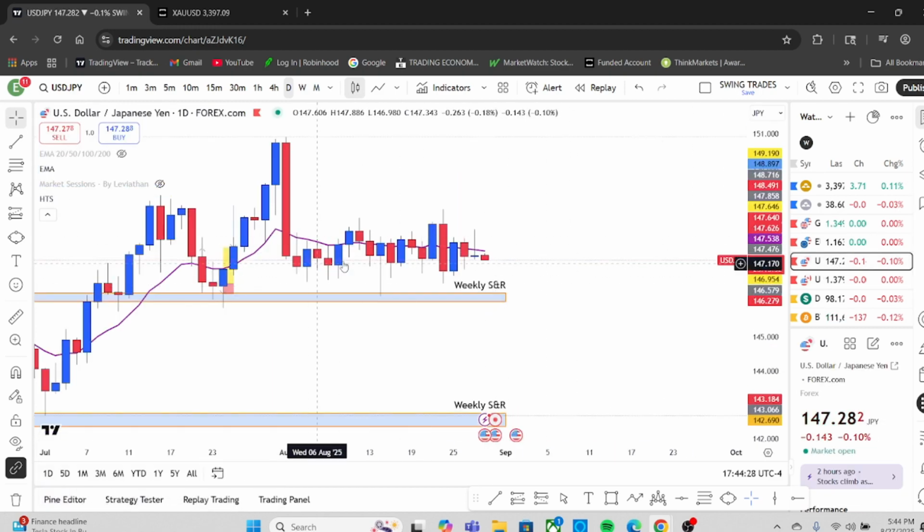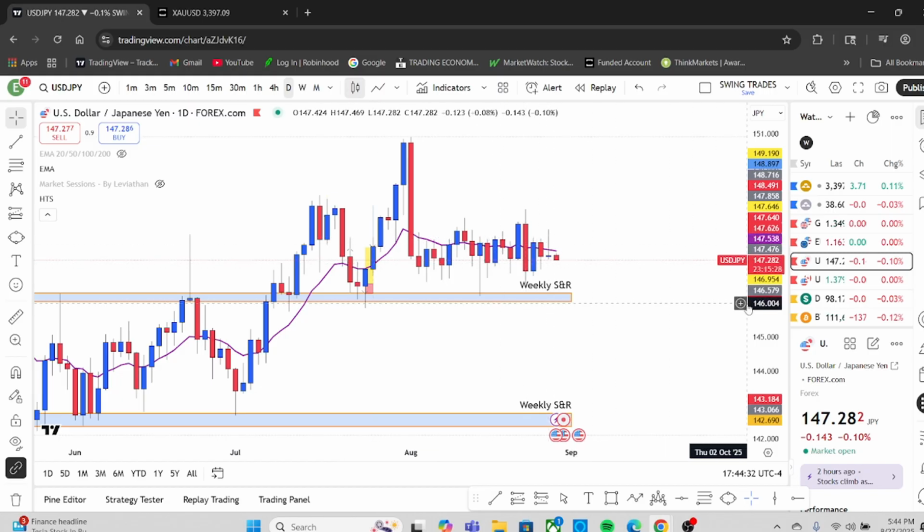USDJPY, I don't really care. It's still in, like I said, it goes down, up, down. It's literally just ranging in this zone, so I don't really care about it.